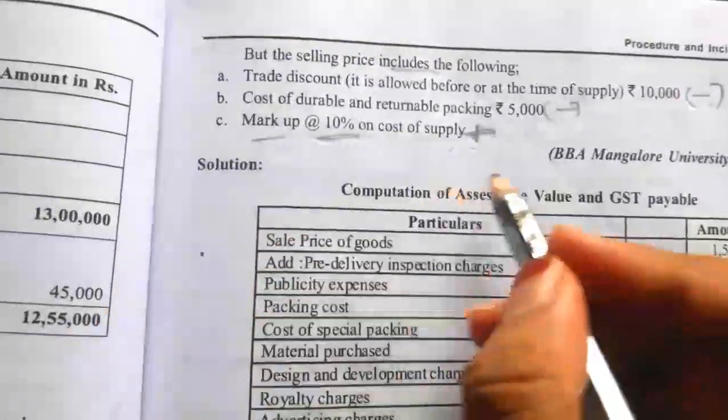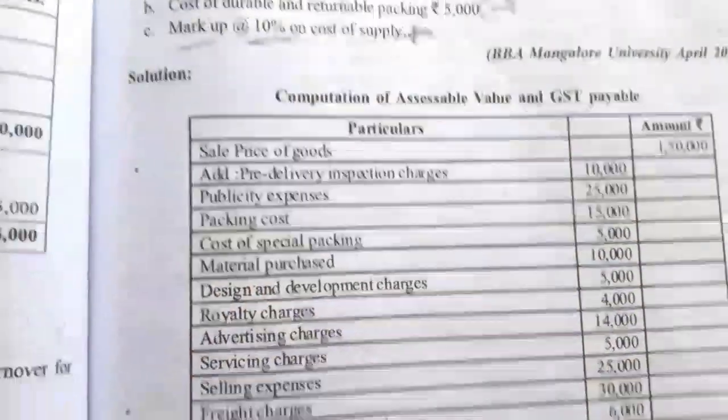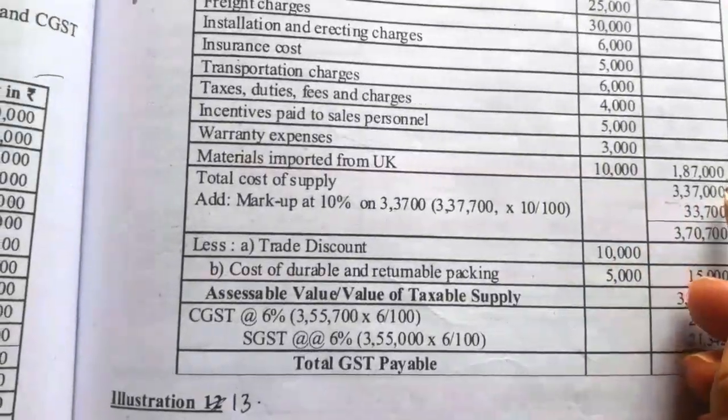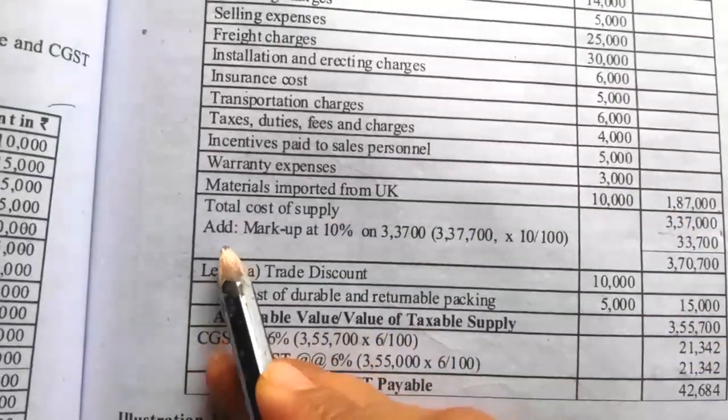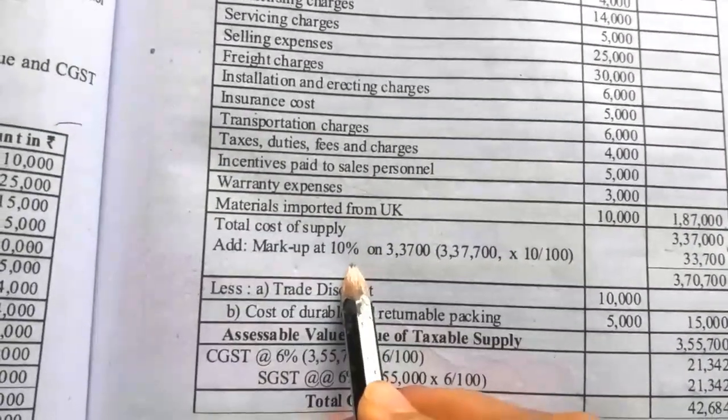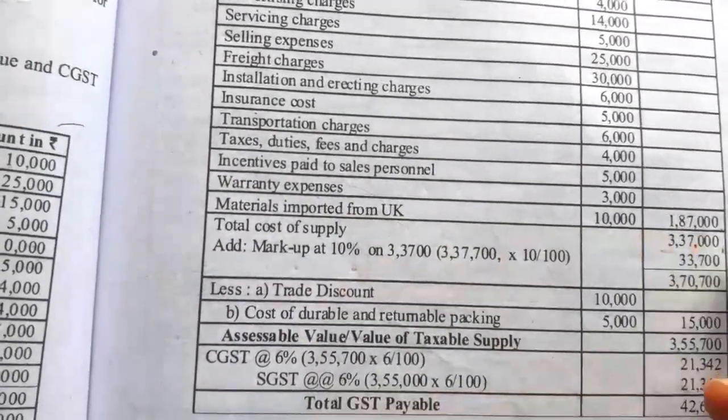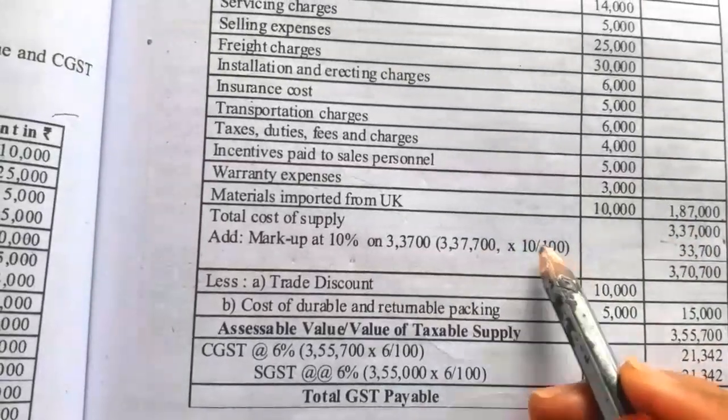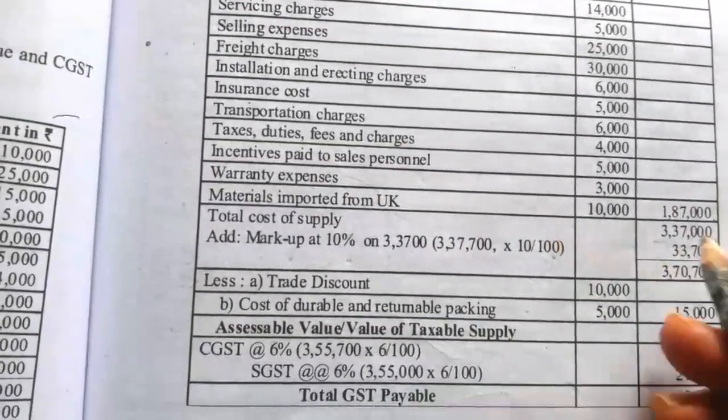On the cost of supply we have to add the markup. Markup is at 10% on the cost of supply. So next we add markup at 10%. It is calculated on 3,37,000 into 10%, which is 33,700.